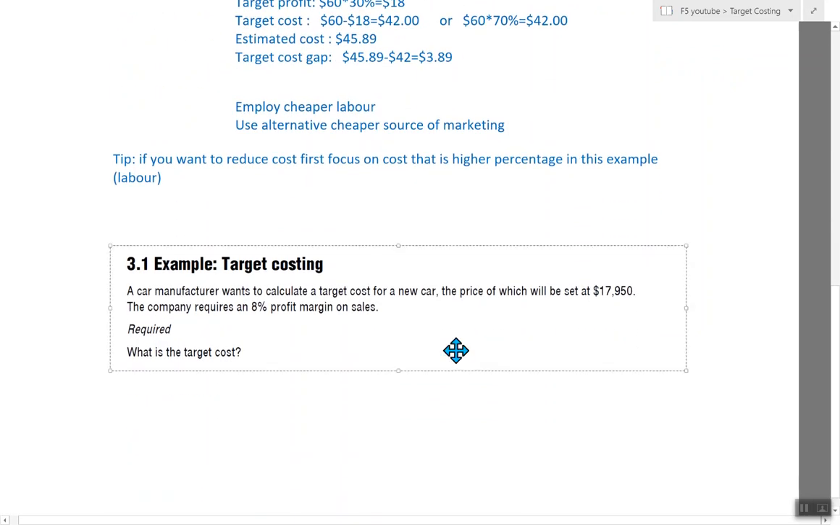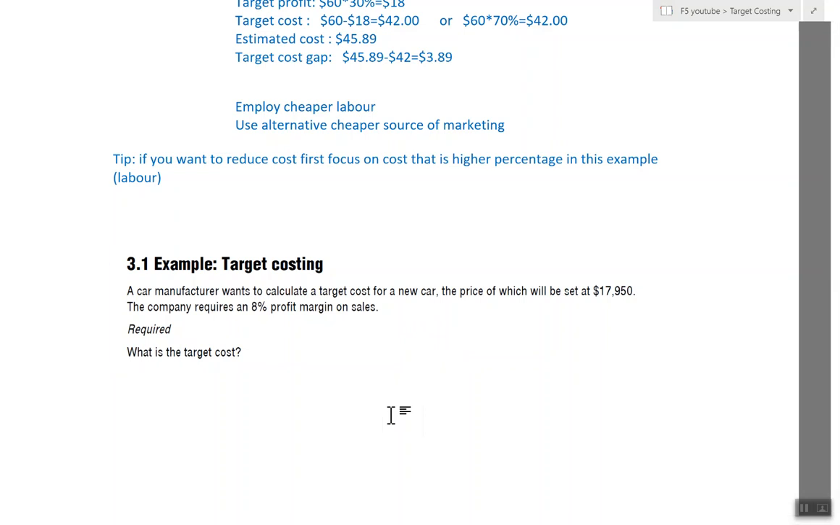Okay, let's look at another small question on it. What is the target cost? A car manufacturer wants to calculate target cost for a new car, the price of which will be set at $17,950. The company requires an 8% profit margin on sales. So what is the target cost?